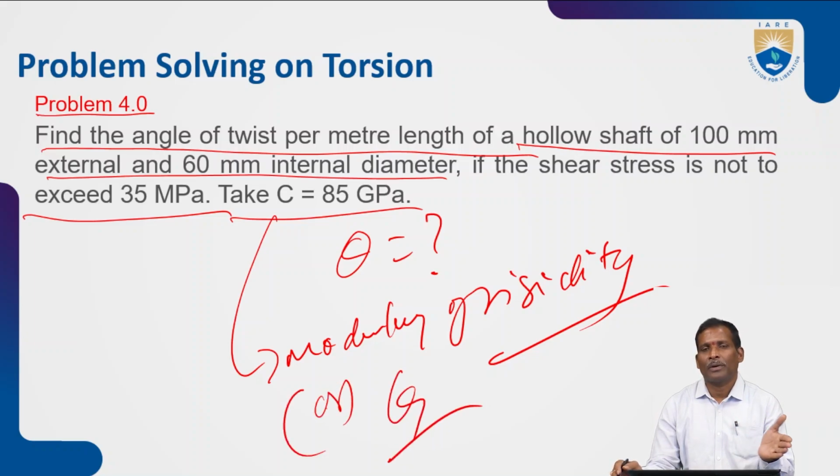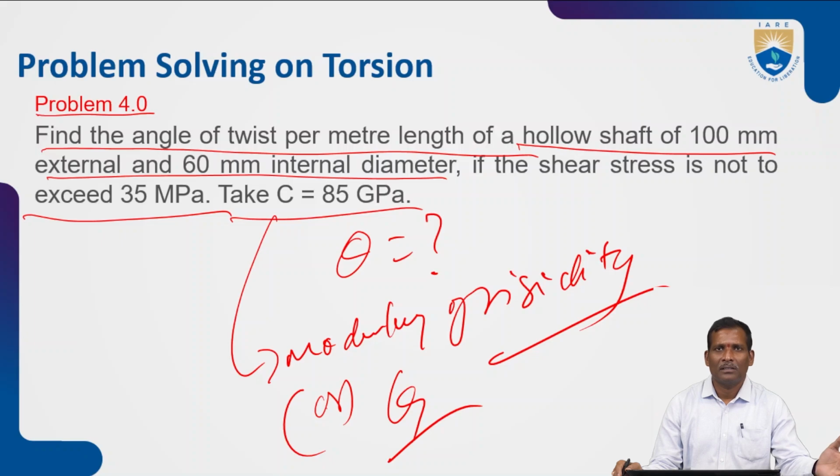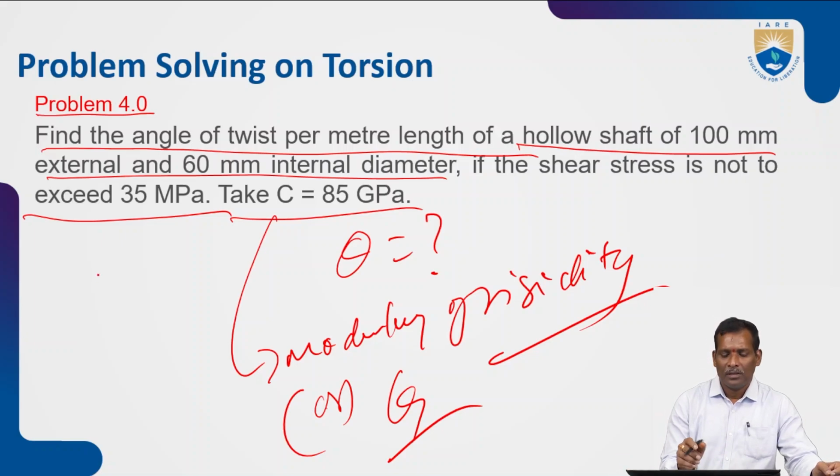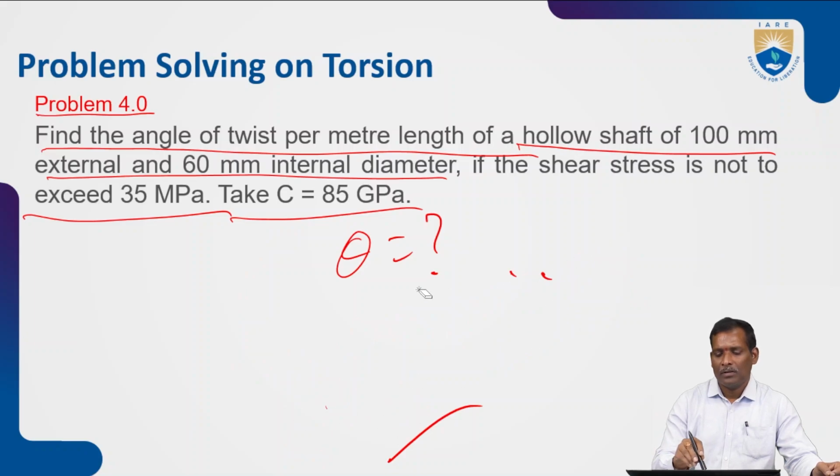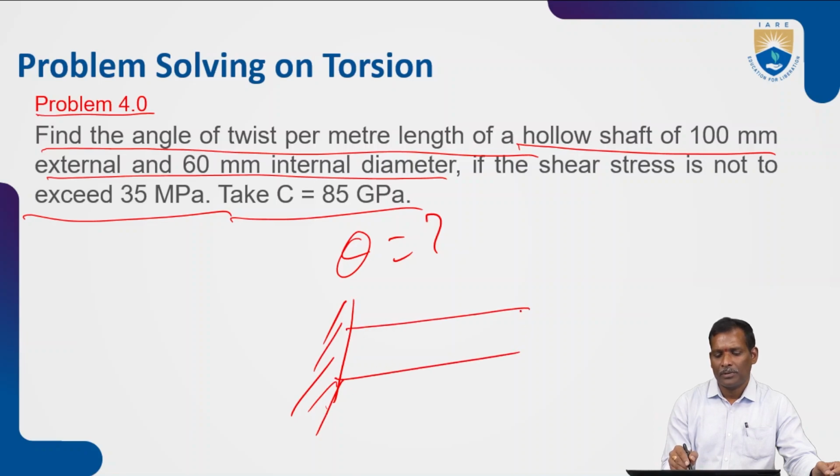So up to now we have calculated power, diameter or torsion based on the strength. But in this, what is asked is the twisting. So already we have seen the torsion equation. So apply this torsion equation. Find the angle of twist per meter length. Here, a shaft is given, which is a hollow shaft.